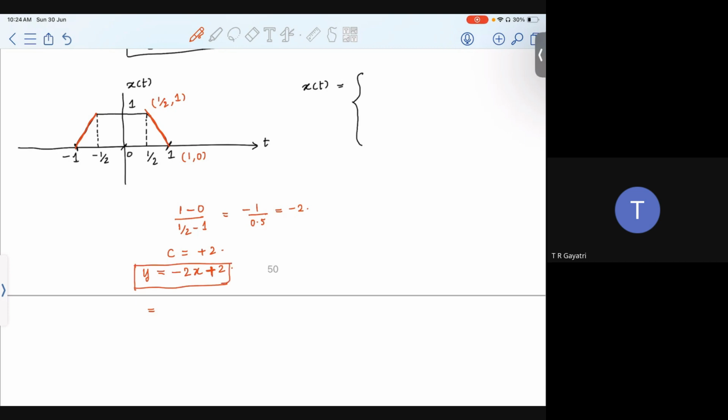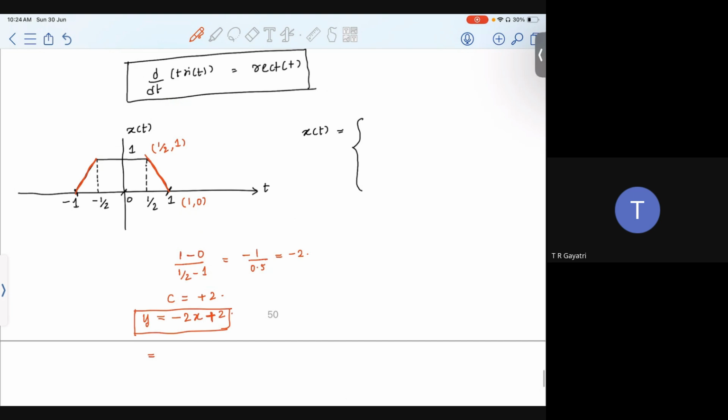Since this is the line, your x of t is defined as minus 2t plus 2 when you are in between. Okay, so for the guys who are not familiar with how to find the line equation, let me do a quick recap.